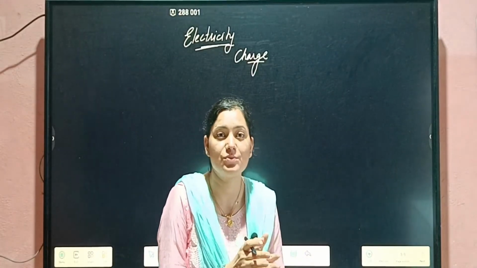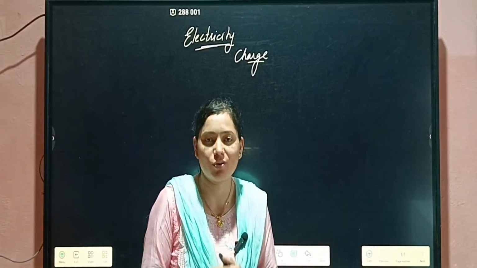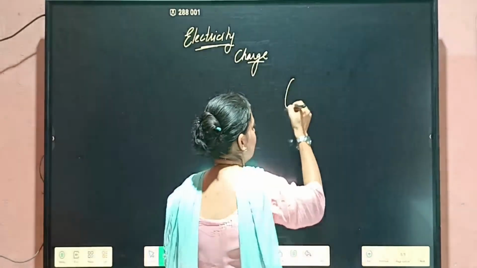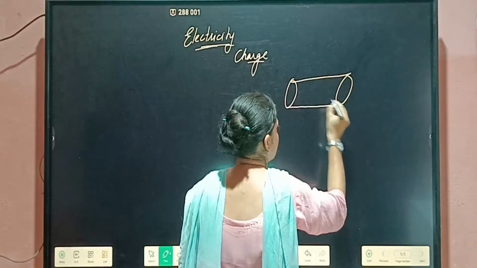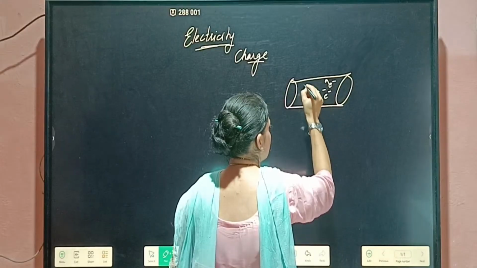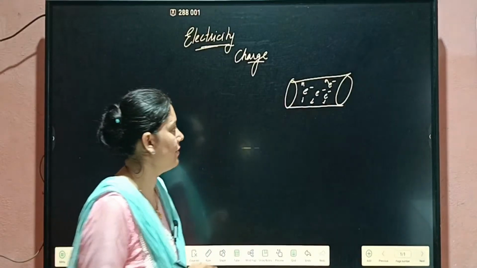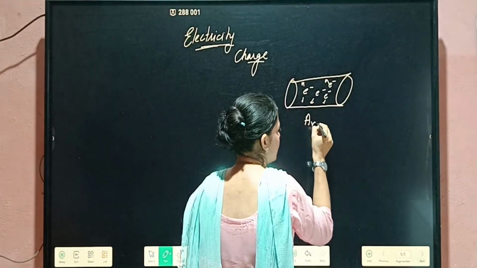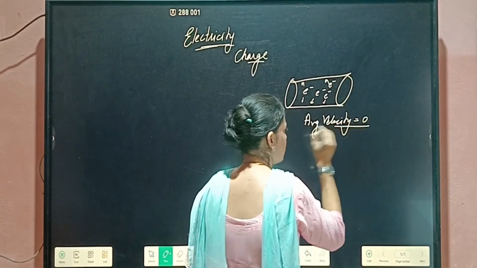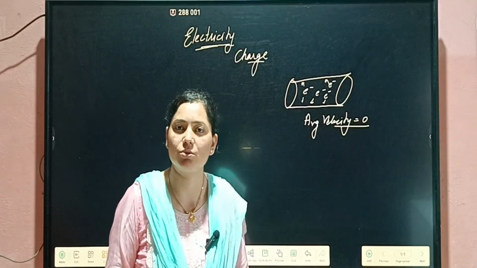A pattern should be there. If charges are flowing in an asymmetric pattern, moving here and there, then current will not flow, current will be zero. For example, we are taking any conductor and making charge flow inside this conductor. These charges are moving here and there. If you find the average velocity of these charged particles, the average velocity will be equal to zero. So if the average velocity is zero, then we can say the current flowing through this conductor will be equal to zero.